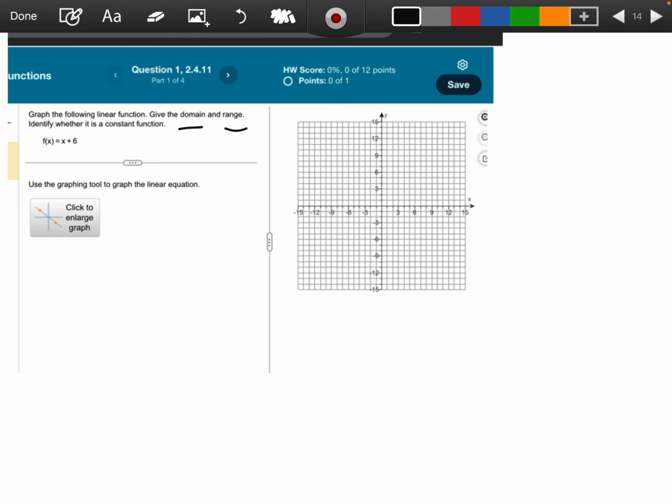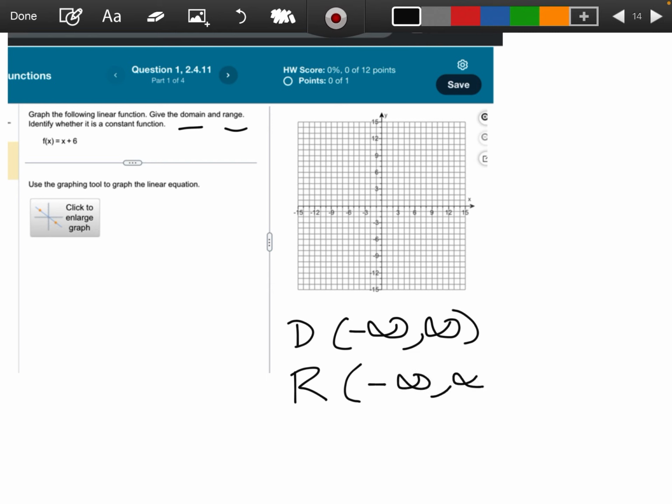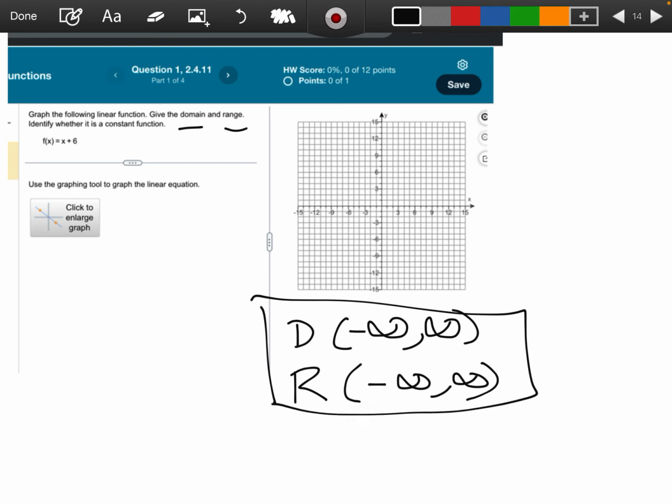First thing I'm gonna do is my domain. Y'all, my domain is gonna be the set of all x values, everything between negative infinity and infinity. And the same thing for my range. My domain and my range of linear functions are always going to be from negative infinity to infinity, both on the domain and the range.